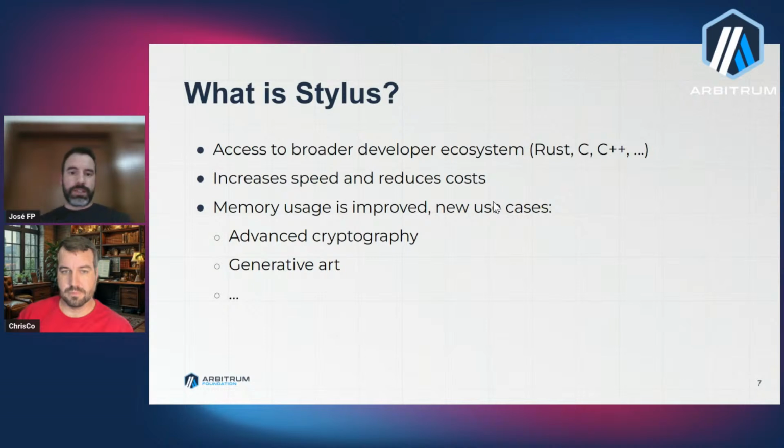So one of the main benefits of Stylus is that it allows us to access new developer ecosystems. If you are a Rust developer, for example, and you want to write a smart contract, you don't need to learn Solidity anymore. You can write them in Rust. So essentially, we are also bringing the blockchain ecosystem to these developers, right? Another benefit of Stylus is that it increases speed and reduces cost, and this is because generally WASM programs are more efficient than their counterparts in Solidity, okay? And not only that, but memory usage is also improved, and it opens the possibility of new use cases like advanced cryptography or generative art, among others.